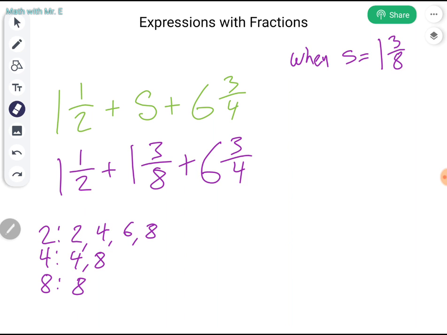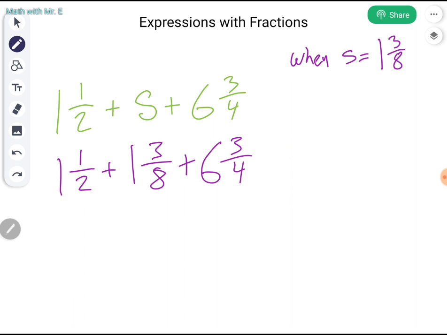So now we need to change 1 1/2 and 6 3/4 into mixed numbers that have a denominator of 8. So 1 1/2, we're going to multiply numerator and denominator by 4, and we get 1 4/8. 1 3/8 can stay as it is, and 6 3/4 we will multiply numerator and denominator by 2 and get 6 6/8.